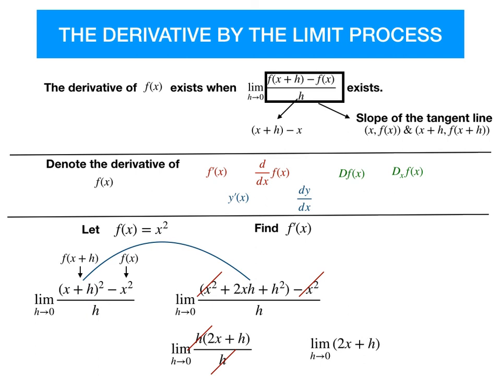Now, the h in the denominator is canceled. We can plug 0 in for h to find our limit. And 2x is what's left, which is the derivative of the function x squared. We just have done a problem of using the limit process to find the derivative of a function.